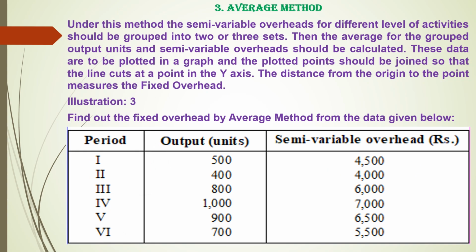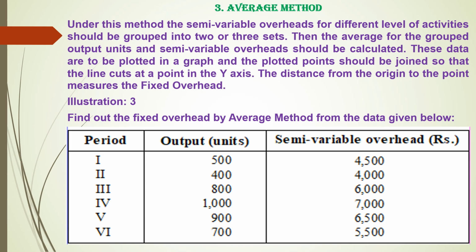3. Average method. Under this method, the semi-variable overheads for different levels of activities should be grouped into 2 or 3 sets. Then the average for the grouped output units and semi-variable overheads should be calculated. These data are to be plotted in a graph and the plotted points should be joined so that the line cuts at a point on the y-axis. The distance from the origin to the point measures the fixed overhead.